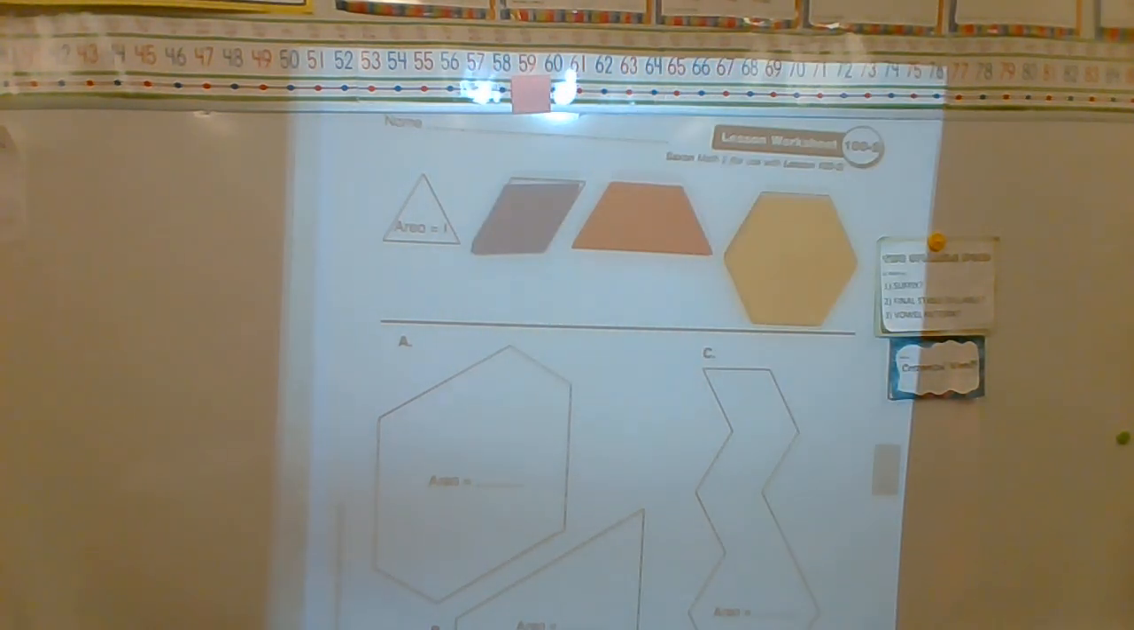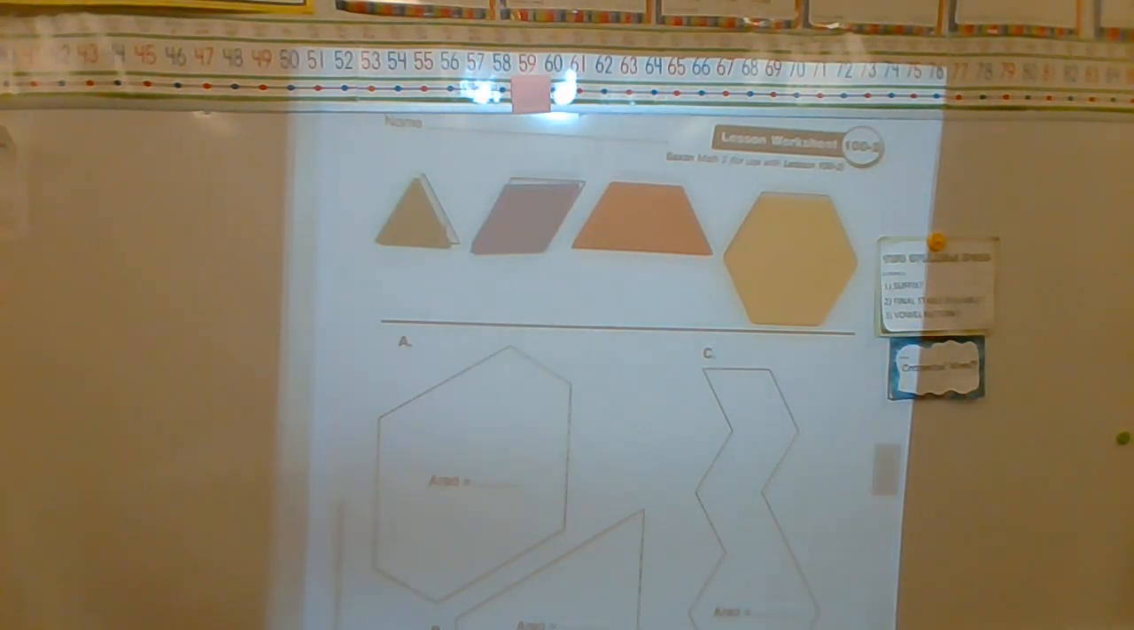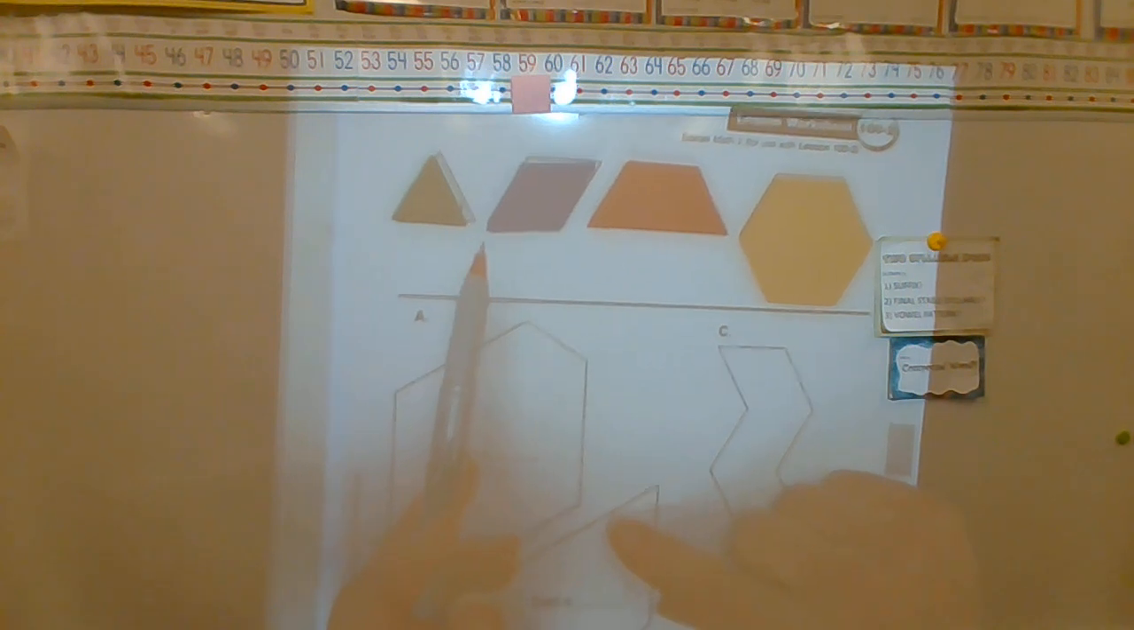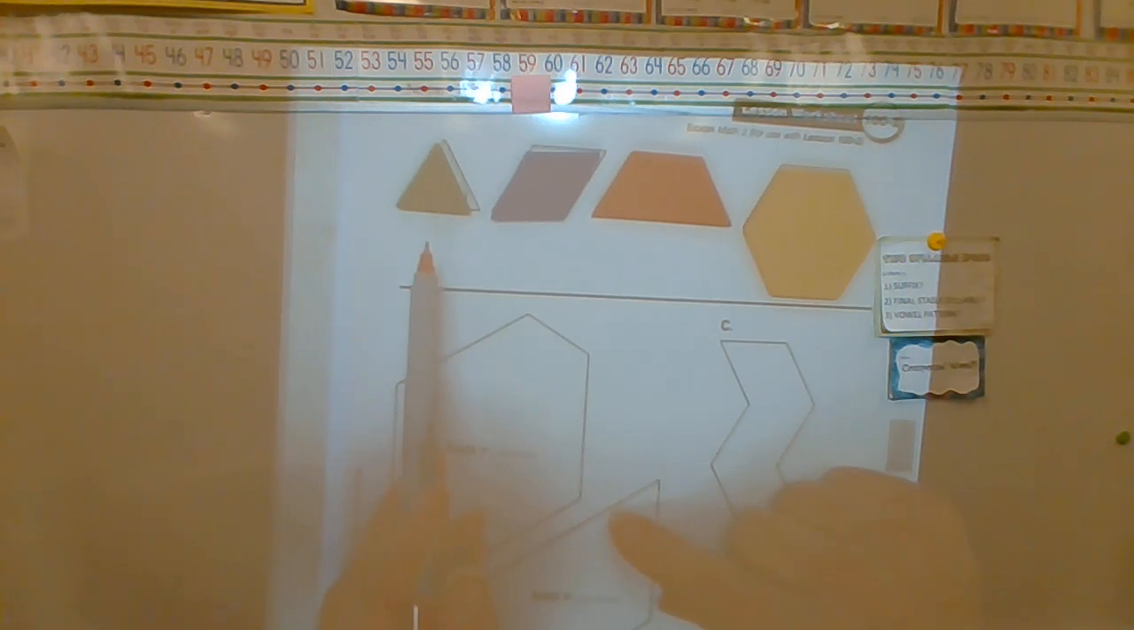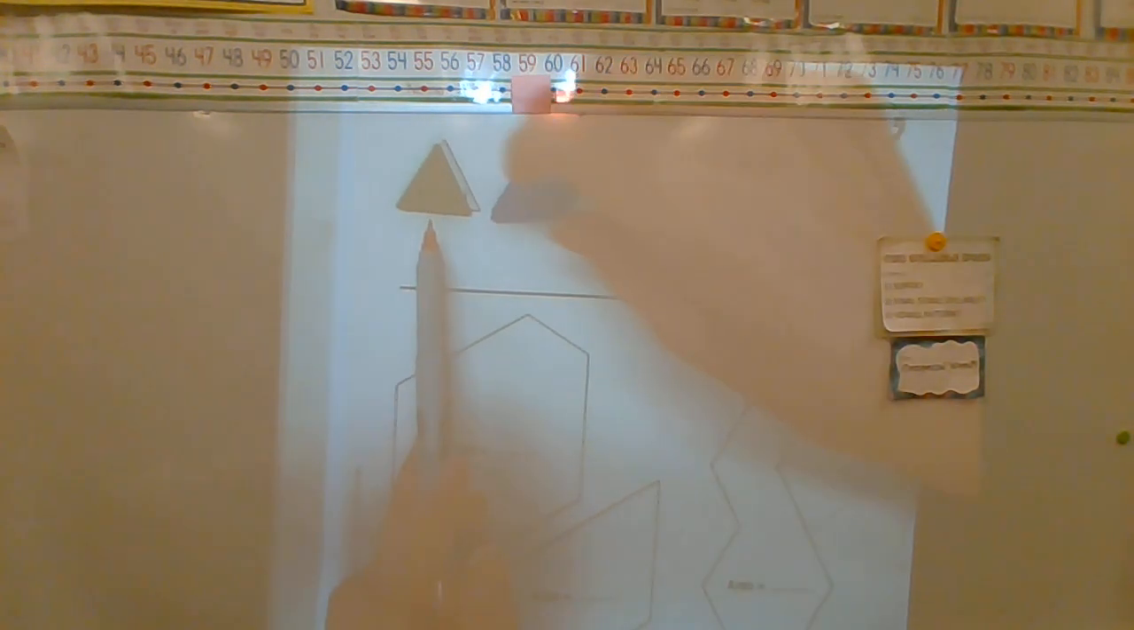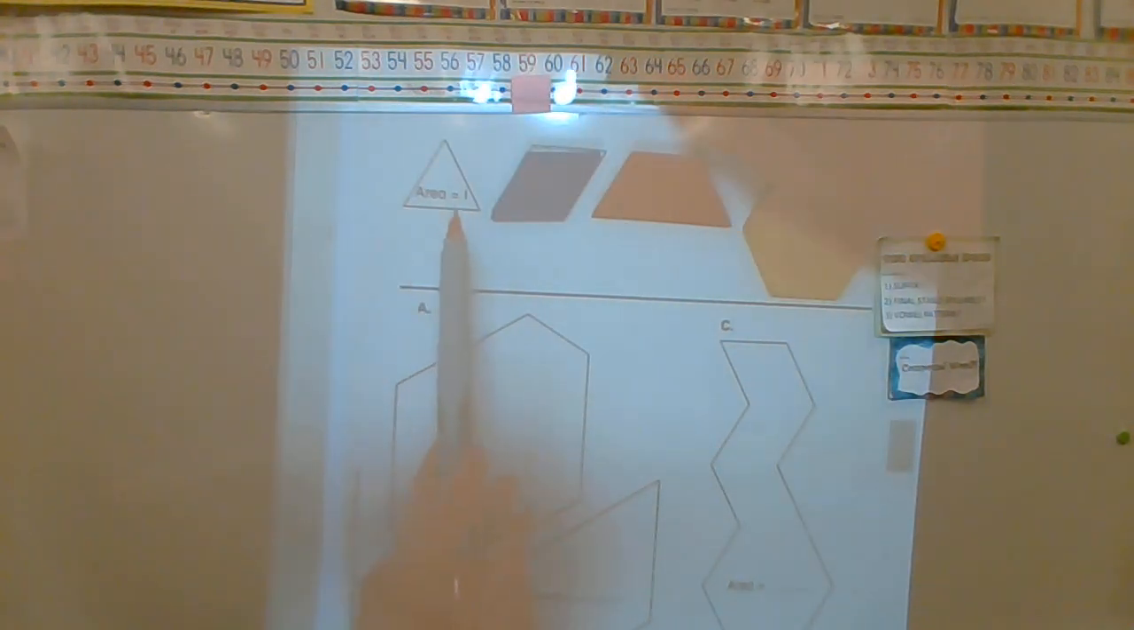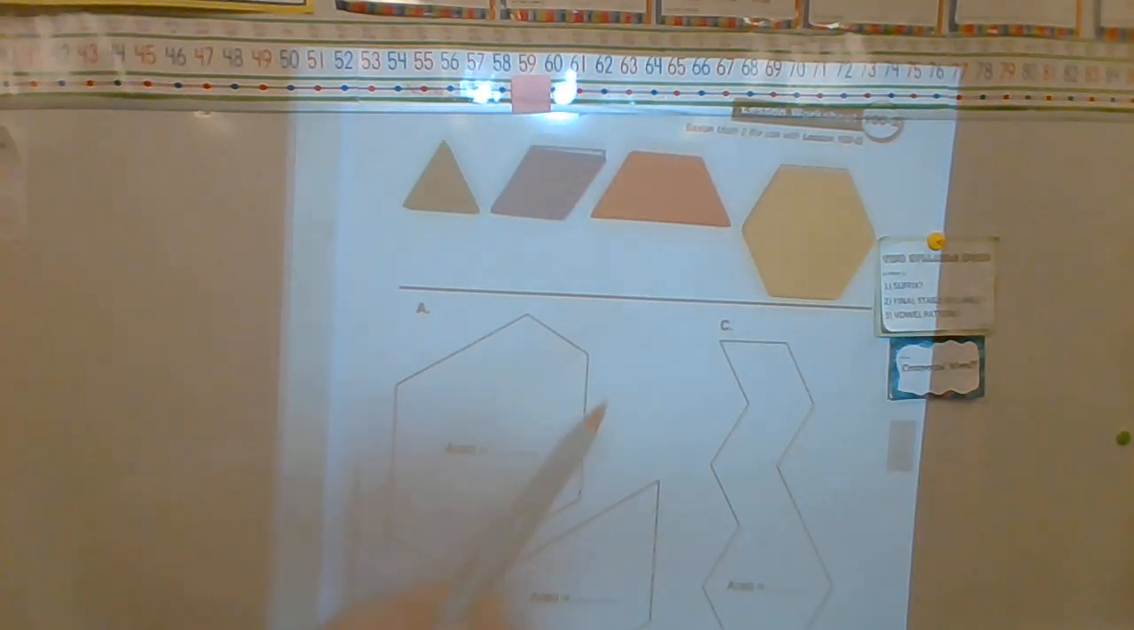And of course, missing would be the green triangle. So if you'll put those shapes on the top of your page, you'll see that we've got green, blue, red, and yellow. Now, if we take a look at the green pattern block and look under it, it says the area equals 1, meaning this shape is going to represent the number 1.